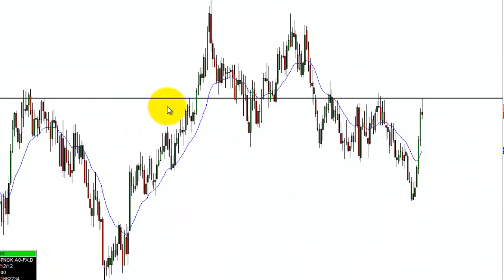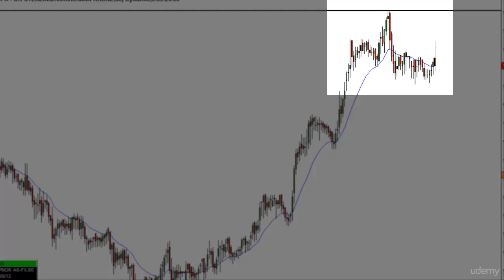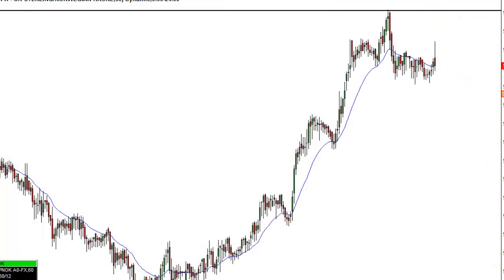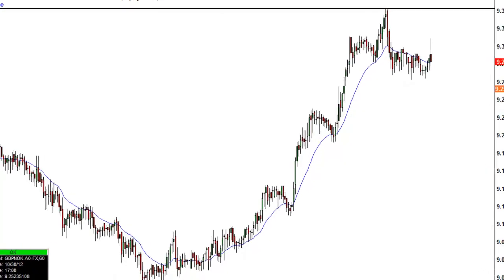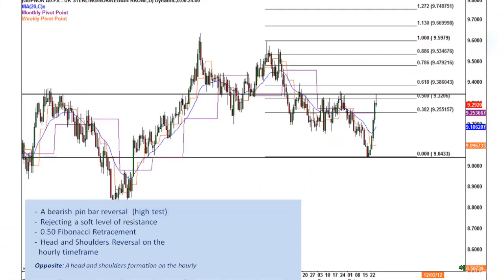Let's see if we've got a reversal on a smaller time frame, on the hourly. Fantastic. We've got a head and shoulders formation respecting this soft level of resistance, which is time frame correlation creeping in our favor here. So at the moment, it does meet all the rules for us. So we will go and place that trade.